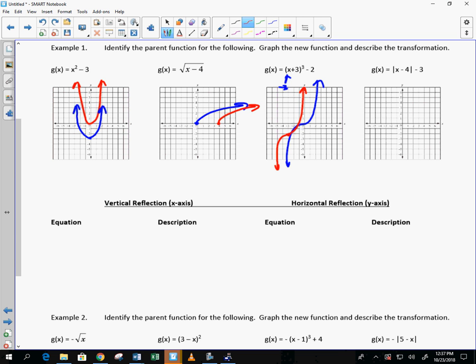What do you think? What's the next shape look like? A V? What are the 2 transformations? Four to the right and 3 down. Good work. Any questions on those?